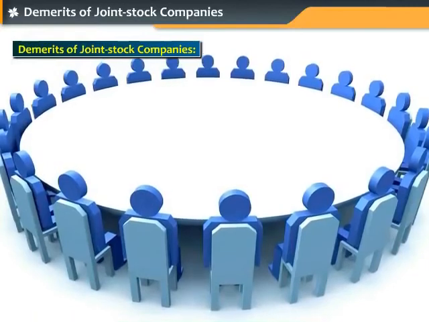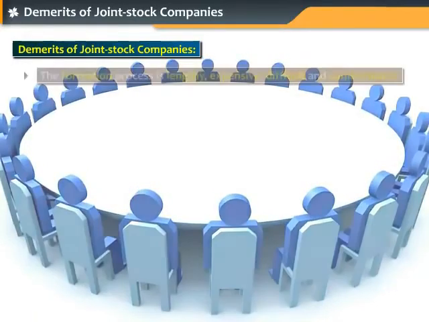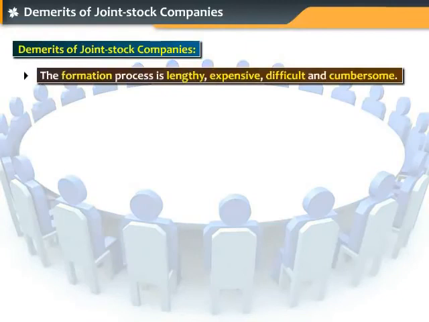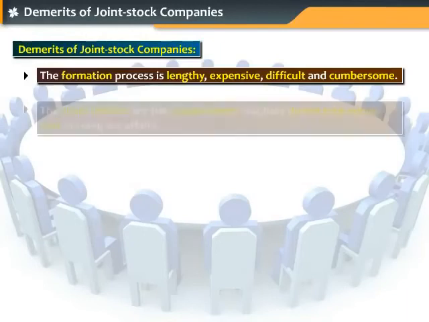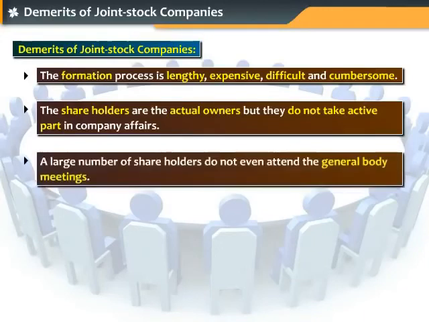Let us now look at the demerits of joint stock companies. The formation of joint stock companies is lengthy and needs to fulfill many formalities. The process is expensive, difficult, and cumbersome. The shareholders are the actual owners of the company, but they do not take active part in company affairs. A large number of shareholders do not even attend the general body meetings.